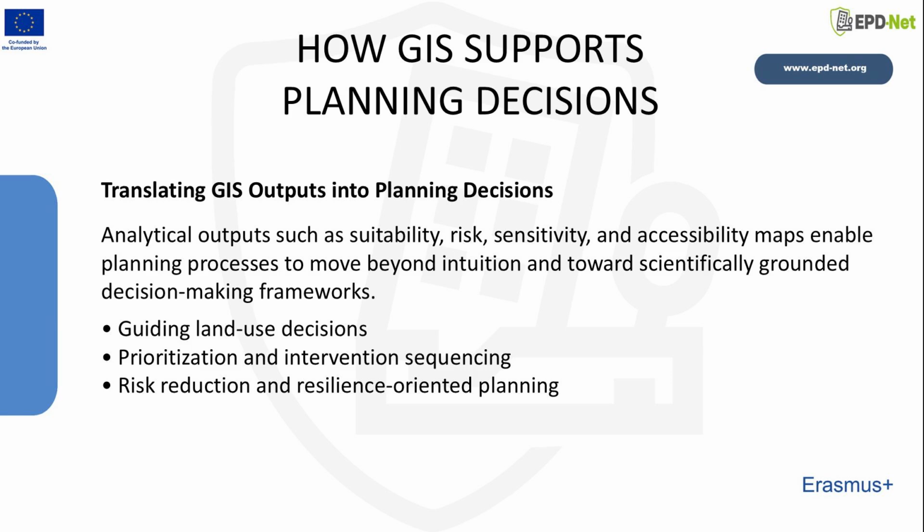In this stage, GIS plays a key role in supporting planning decisions by transforming analytical results into actionable insights. Suitability maps help identify areas that are appropriate for specific land uses, such as development, conservation, or infrastructure, based on defined spatial criteria. Through prioritization and intervention sequencing, planners can determine which areas require immediate attention. By evaluating risk, vulnerability, and exposure, GIS supports informed decisions about where investments, mitigation measures, or redevelopment efforts should be focused.